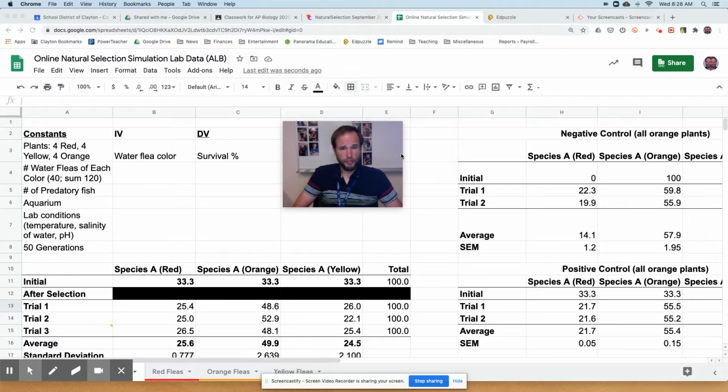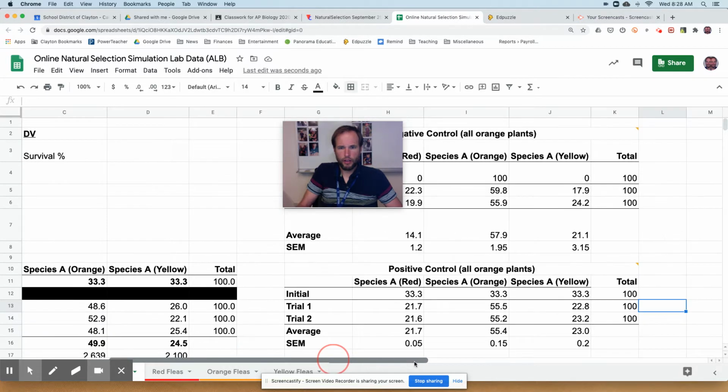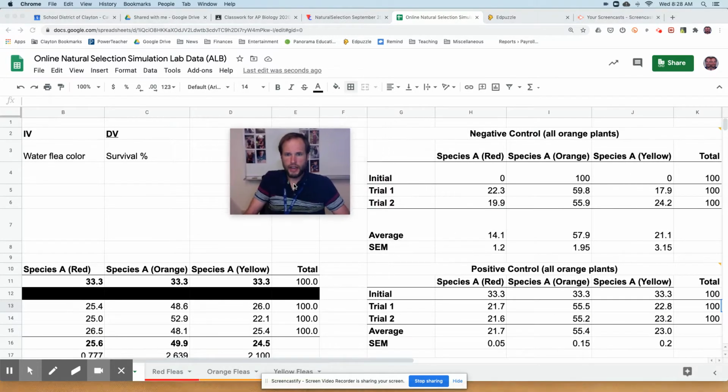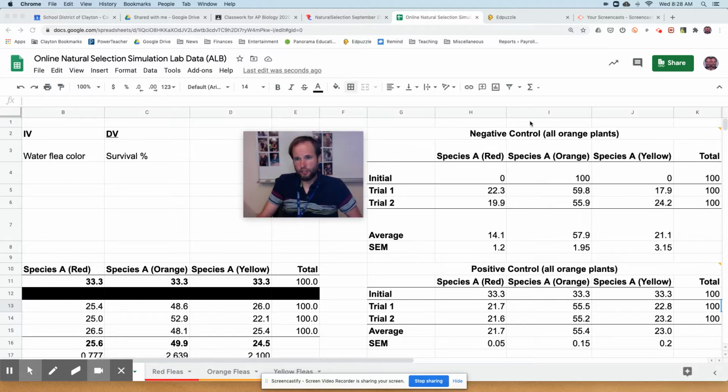And I'll be honest, given the parameters of at least the population module of the natural selection simulation, it's really challenging to set up a negative control for this experiment. It's much easier to set up a positive control. And let me show you why I think this is the case. So if we look at the negative control data, I started with that.